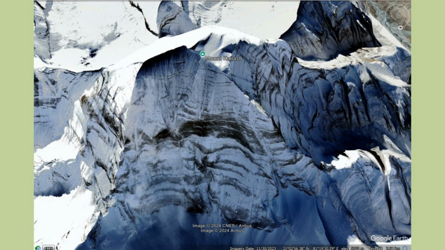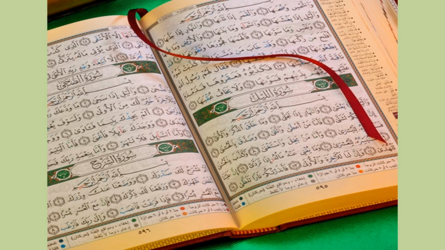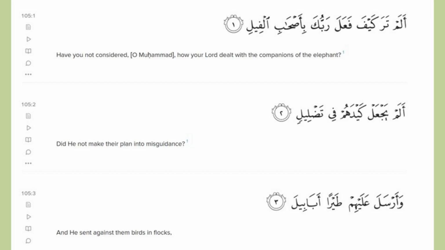There is a mention of one more incident related to this place, which is mentioned in the Quran in chapter 105. Chapter 105, verse 1 states, "Have you not considered how your Lord dealt with the companions of the elephant?" The question is, who are these people of the elephant?